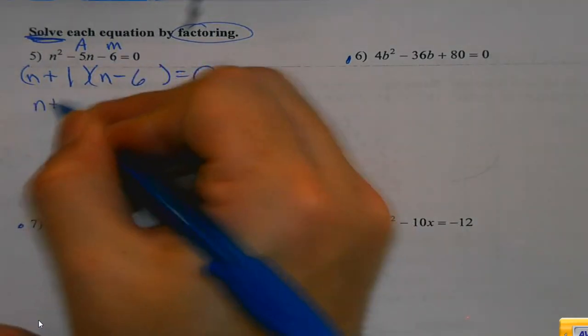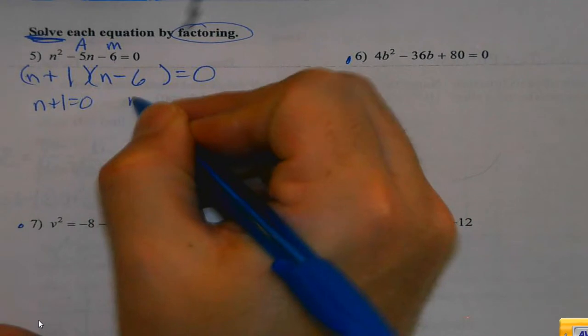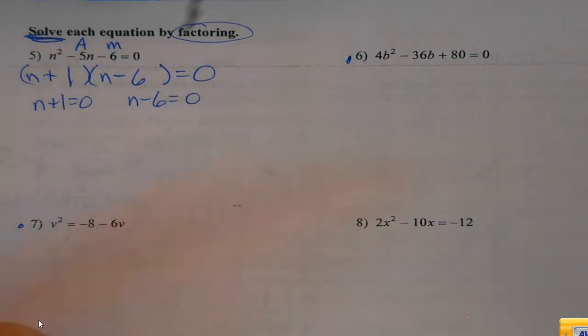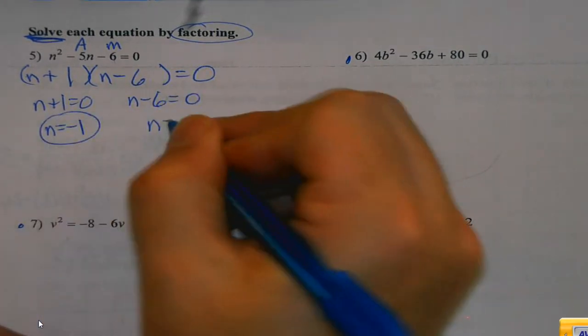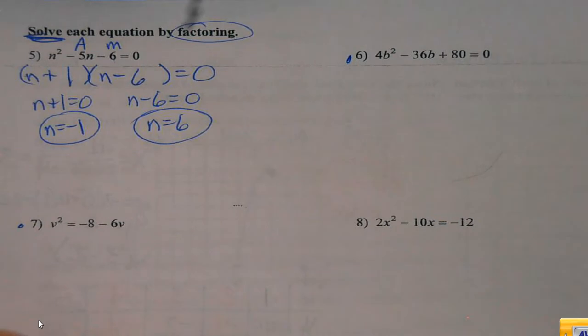You're going to take each set of parentheses that has an n. You're going to set them equal to 0. And then you're going to solve them. Okay, now unlike the radical questions, I do not need to check them, because I'm not going to have restrictions. So we just solve it. Here we go.